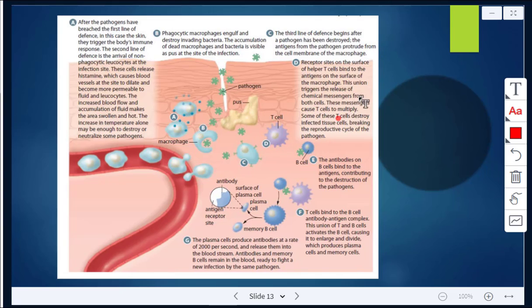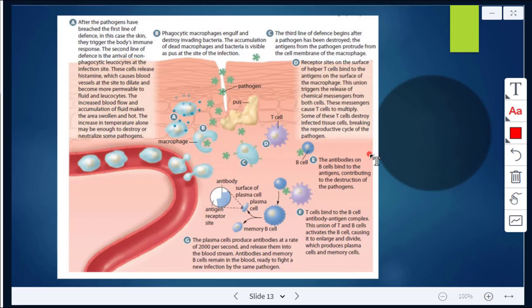Next, D, receptor sites on the surface of helper T cells are going to bind to the antigens on the surface of the macrophage. And that union triggers the release of chemical messengers from both cells. This causes T cells to multiply, and some of these T cells will destroy the infected tissue cells, breaking the reproductive cycle of the pathogen. All right, that's shown in D, that's the T cell.